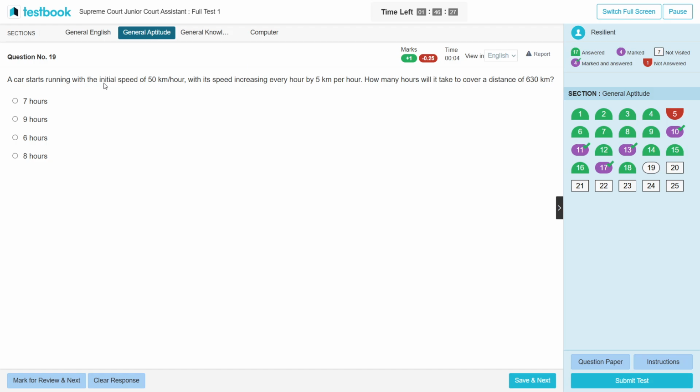A car started running with its initial speed of 50 km per hour, with its speed increasing every hour by 5 km per hour. How many hours will it take to cover a distance of 630?